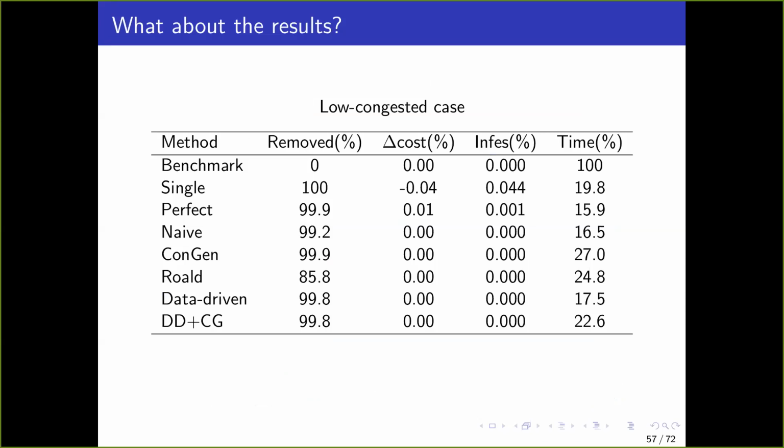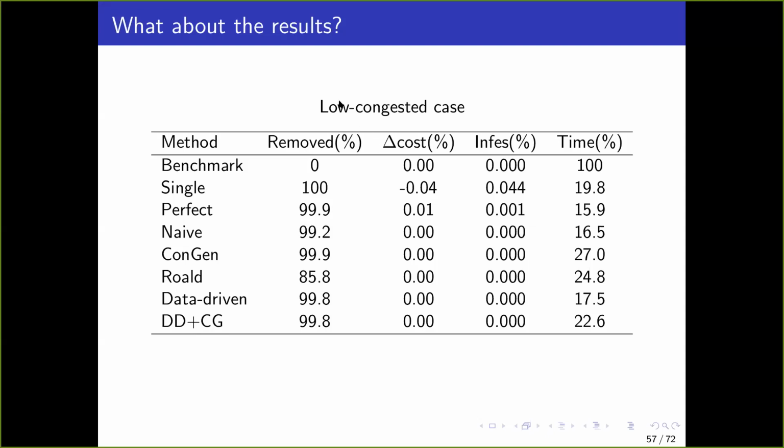So again, there is a lot of information here, but let's go through it. We have here just the 8 methods, as a recap. Benchmark method is business as usual. Single, you remove everything. Perfect, you know beforehand the constraints that are binding. The naive, if a line is not congested in the past, it's not congested in the future. Constraint generation, you iteratively add constraints that are violated. Rho, you have to solve this optimization problem to push towards each line. Data-driven is our learning method. And then the last one is a combination of the data-driven and the constraint generation.